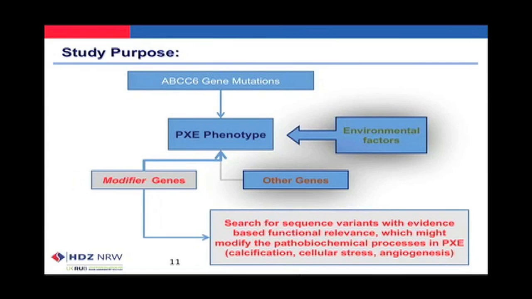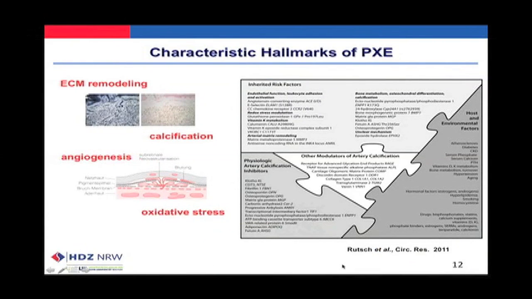So the purpose of our study was to investigate factors that lead to phenotypical variability in PXE. This phenotypic variability could be influenced by environmental factors, as I already pointed out on another slide some time ago. It could also be caused by other genes. This is something I don't want to go into in detail today, and we concentrated on the role of modifier genes. By searching for modifier genes for PXE, we investigated the frequency of sequence variants which are known to have a functional relevance, and which are known to modify the pathobiochemical processes seen in PXE, for instance, calcification, cellular stress, or angiogenesis. Next slide, please.